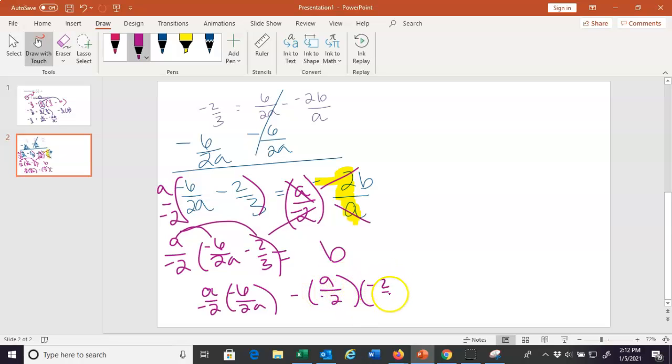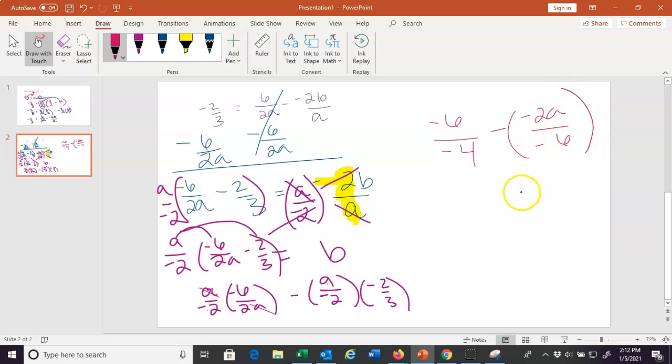Just distributing. And let's do the math here now. So these A's will cancel, right? And we're going to have negative 6 over negative 4, right? Negative 2 times 2 is negative 4. And then we have minus, I'm getting confused if this is a 9 or an A. This is an A. A times negative 2, so negative 2A over negative 2 times 3, negative 6. So this becomes a positive, right? And we end up with negative 6 over 4 minus 2A over 6.